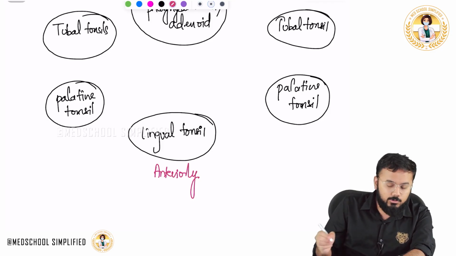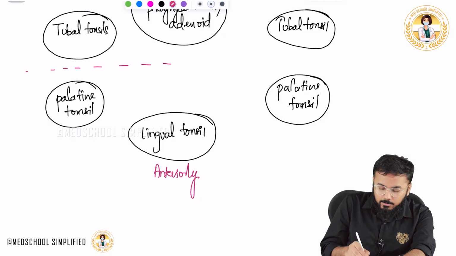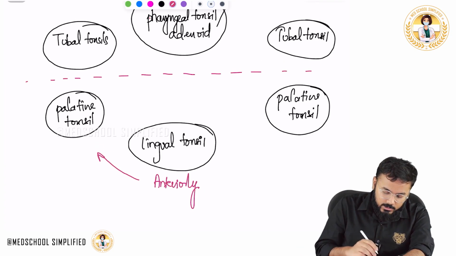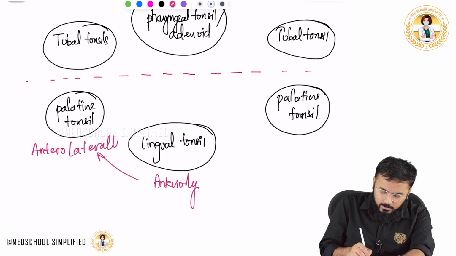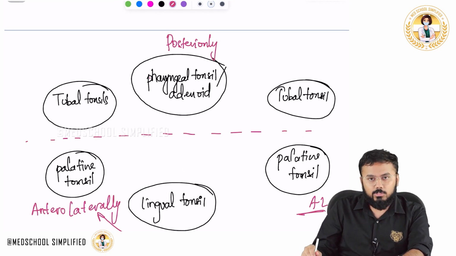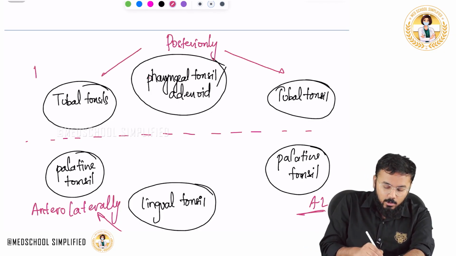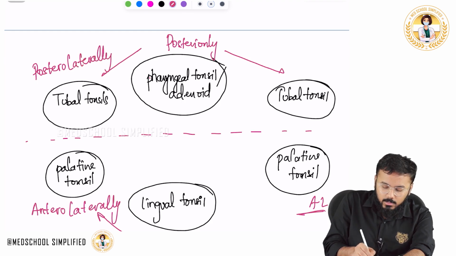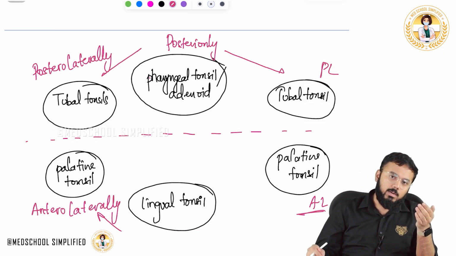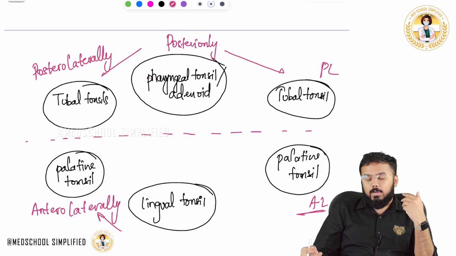Now, how will you describe these tonsils? If I am drawing a line over here, these palatine tonsils are anterolaterally located. Here also AL stands for anterolaterally. Now if pharyngeal tonsil is posterior, then these tubal tonsils are posterolaterally located. So anteriorly we have got lingual tonsil, posteriorly pharyngeal tonsil, anterolaterally palatine tonsils and posterolaterally tubal tonsils.